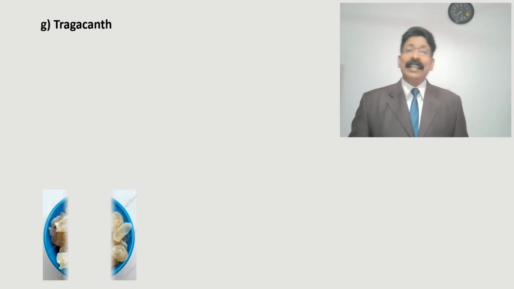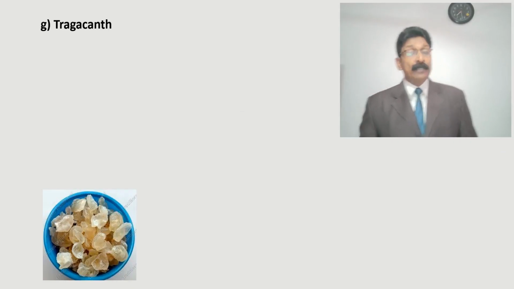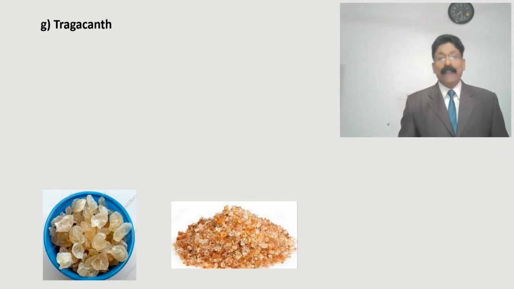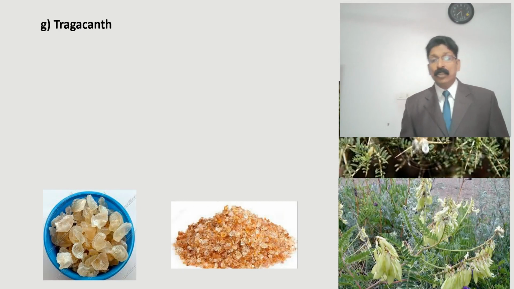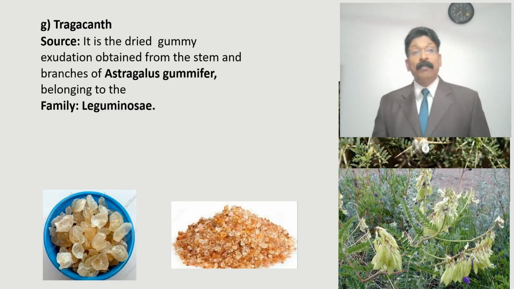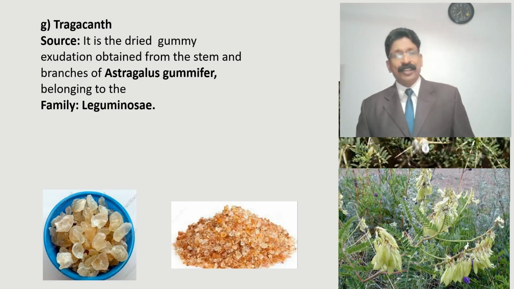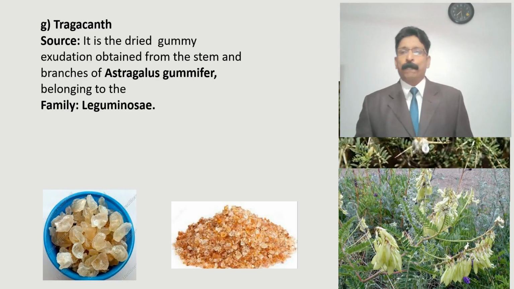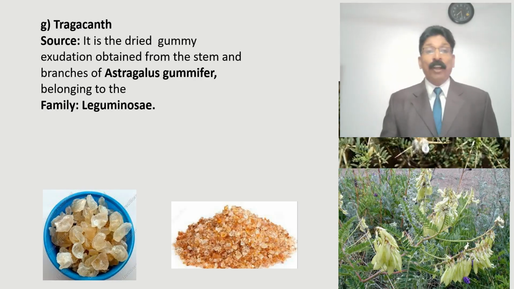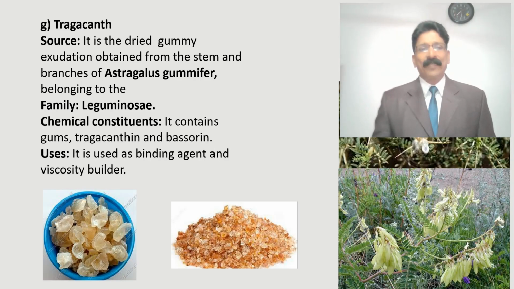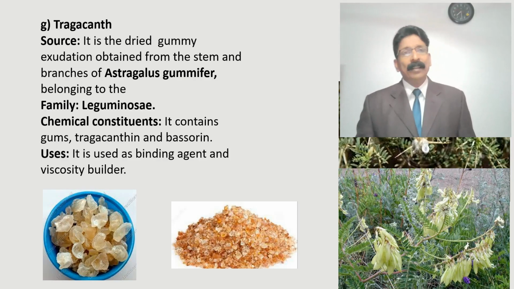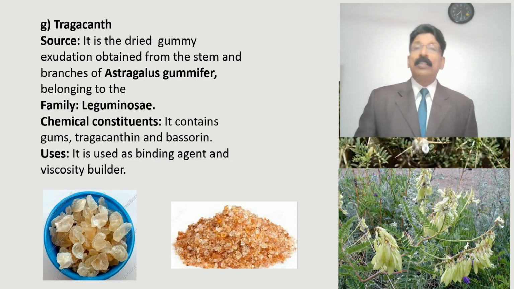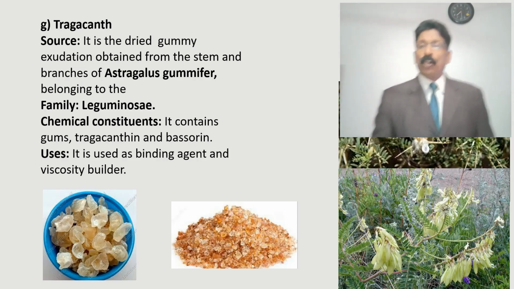Tragacanth, an interesting natural product. It's also an exudate. It's also an unorganized drug derived from the plant. It's a dried gummy exudation obtained from the stems of branches of Astragalus gummifer, belonging to the family Leguminosae. The chemical constituents, it contains gums, tragacanthin, bassorin. Uses, what's the use? It is used as binding agent and viscosity binders.